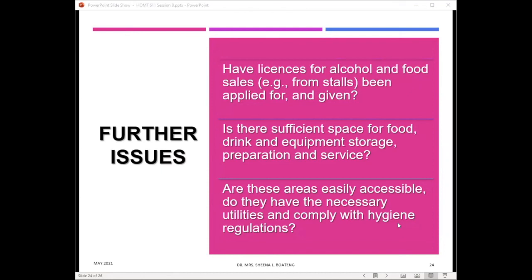And also in terms of where you are storing the event's food and beverages at the venue of the event, is it easily accessible? And do they have the utilities? What irks me the most is when caterers cater for events and you realize that just where the food is, on the side, there are two big bowls and they are piling all the dirty plates there, next to the buffet table. Have you seen something like that?